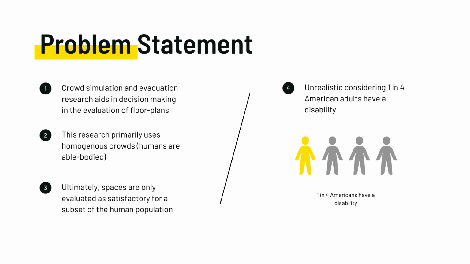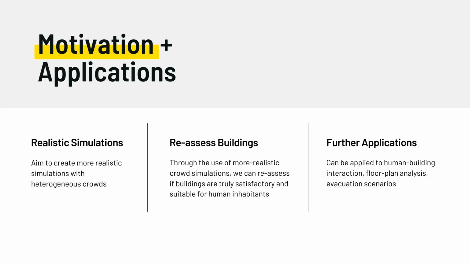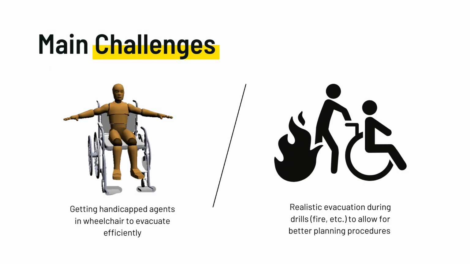So we're looking to combat that and try to create more diverse crowd types. Our motivation for actually doing this project is to create more realistic simulations with heterogeneous crowds, including humans who are, for example, in a wheelchair or who have visual impairments and have to just walk slower. And through the use of this more realistic crowd simulation, further research along the line can reassess if buildings are truly satisfactory and suitable for human inhabitants without using the generalized and homogeneous crowd they originally used. And this can further be applied to human building interaction, floor plan analysis, and evacuation scenarios.